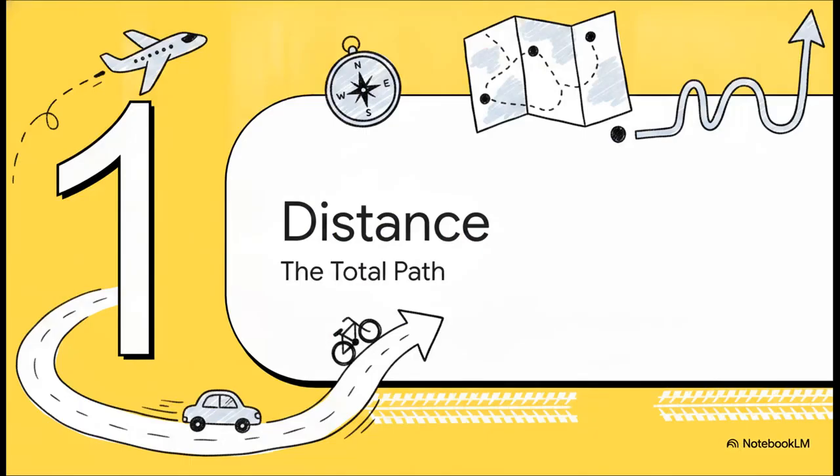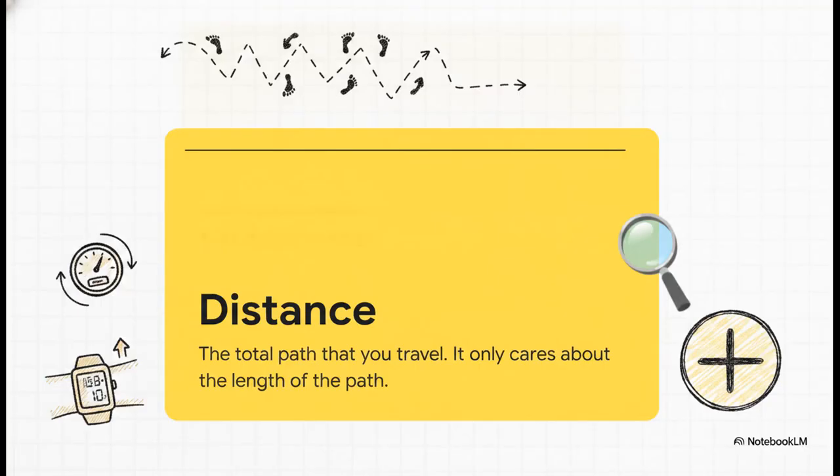Okay, let's dive into section 1, distance, the total path. We'll start with something super comfortable and familiar. Distance is simply defined as the total path that you travel. It absolutely doesn't matter how many turns you take, if you zigzag all over the place, or which direction you're moving. It only cares about the actual length of the path itself.